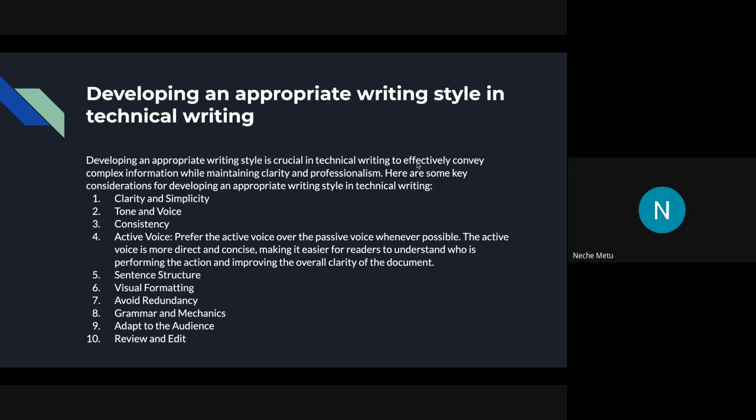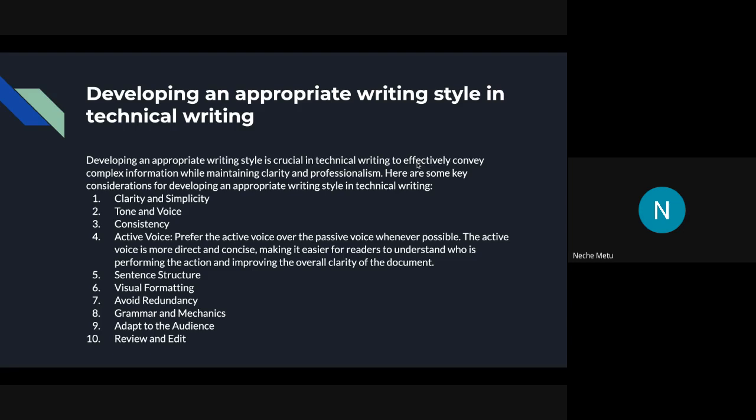Keep your sentence structure clear and concise, and avoid complexities. Visual formatting: utilize headings, subheadings, bullet points, and numbered lists to organize information for clear readability. For your headings, then you have subheadings, make sure that they are properly arranged and numbered. You need to use bullets. You know what bullets are? Some could be small dots, could be dashes, could be numbers.